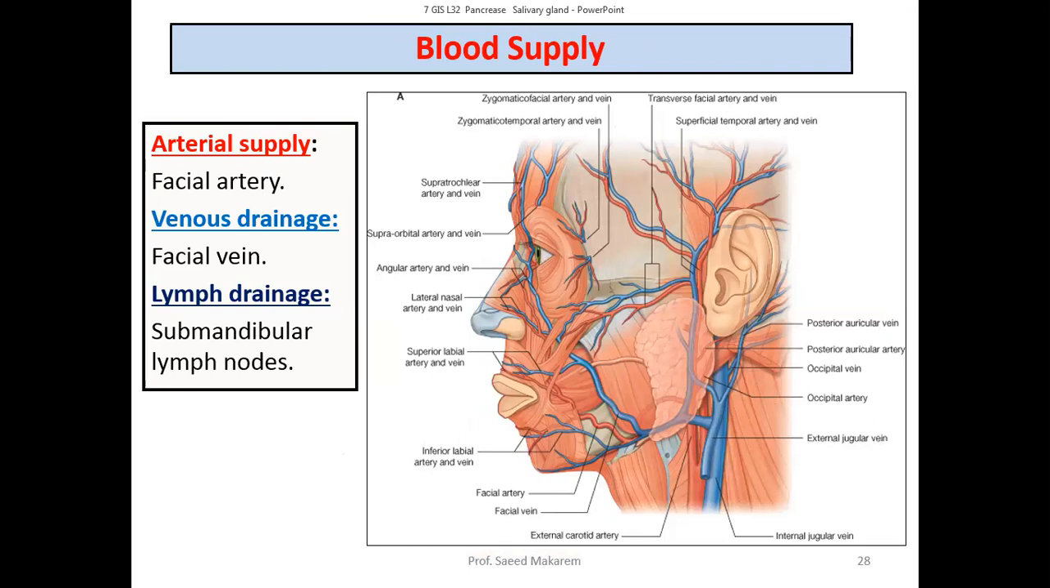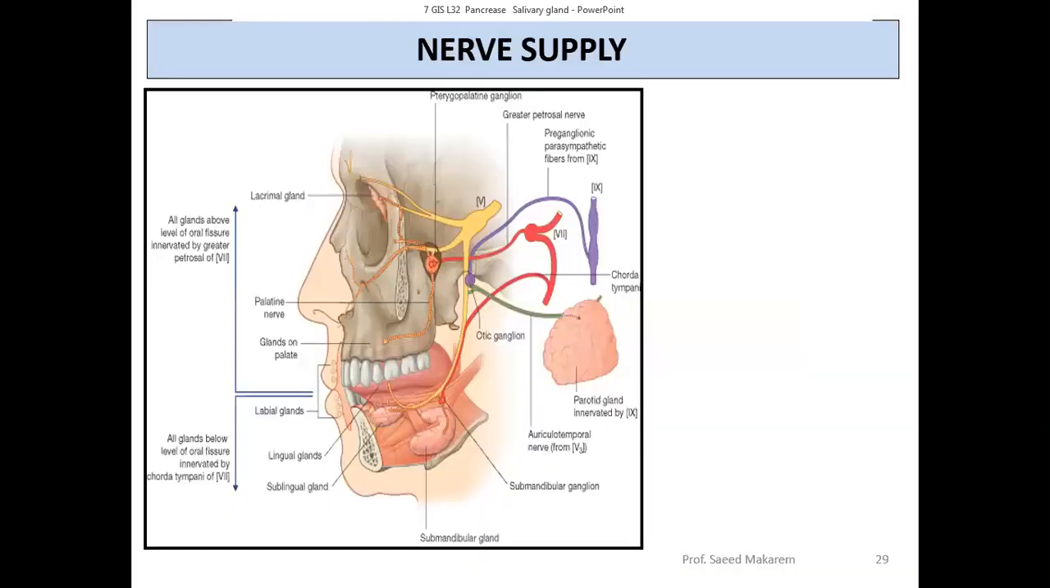The facial vein is the main vein. This is the facial vein here beside the facial artery. Then the lymph drainage: it will be into the submandibular group of lymph nodes, both for the submandibular as well as the sublingual gland, and finally into the deep cervical lymph nodes.